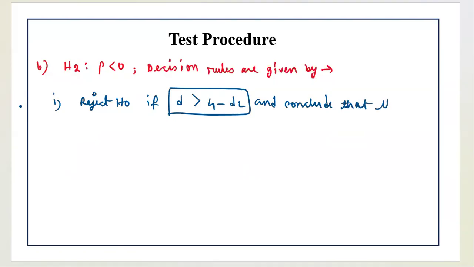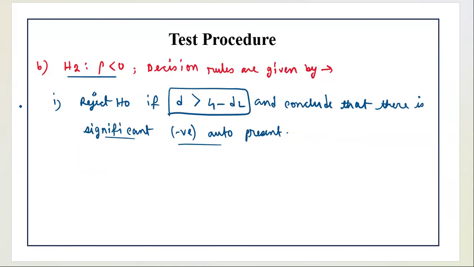that there is significant negative autocorrelation present. So this is the first case, when the computed D value is strictly greater than 4 minus DL, where DL is the lower bound. Then we conclude that there is significant negative autocorrelation. Since we are testing for negative autocorrelation here, we say that yes, significant negative autocorrelation is present in our model.